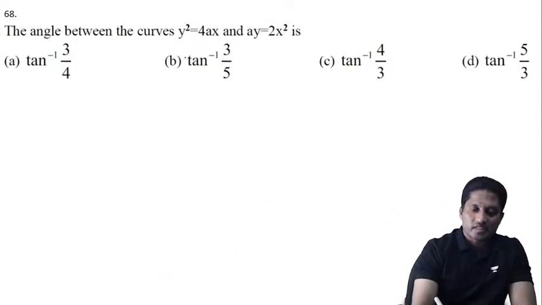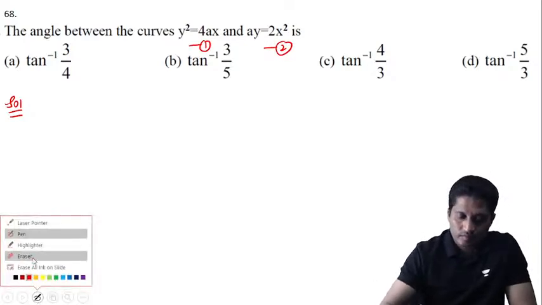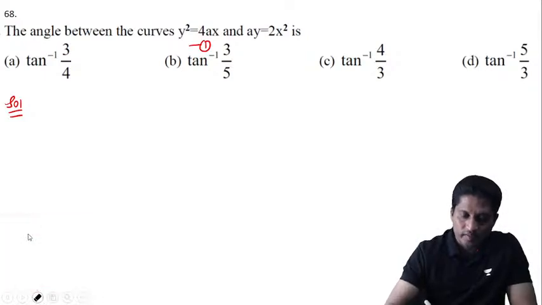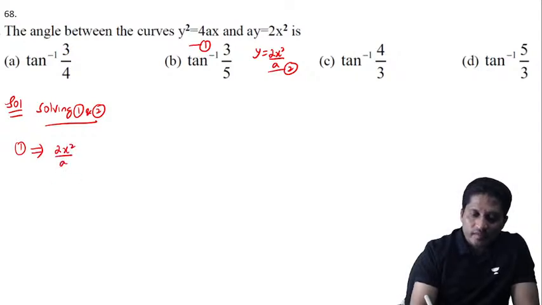Okay, now question number 68. I'm supposed to find the angle between the curves. You call equation 1 and you call equation 2. We'll solve equations 1 and 2. From this I'll take y is equal to 2x square by a. Right, if I'm solving equations 1 and 2, substitute in equation 1, y is equal to (2x square by a) the whole square is equal to 4ax.